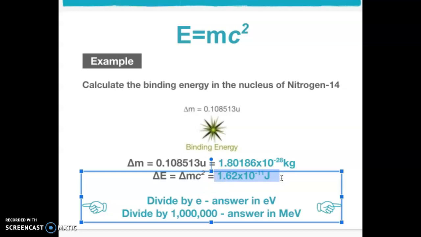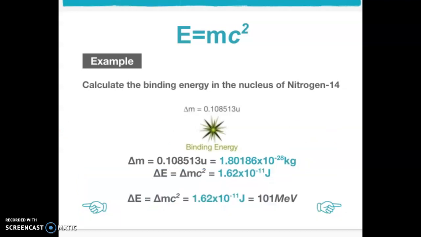How do we do this in electron volts now? Well, you want to abbreviate, you want to make your answer smaller. So you divide your answer by 1.6 times 10 to the minus 19. That will give you your answer in electron volts. And then you divide your answer by a million, or 1 times 10 to the 6, and that will give you your answer in mega electron volts. So try that now. So hopefully you've got an answer of 101 mega electron volts.